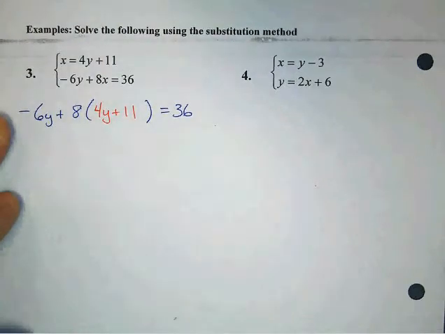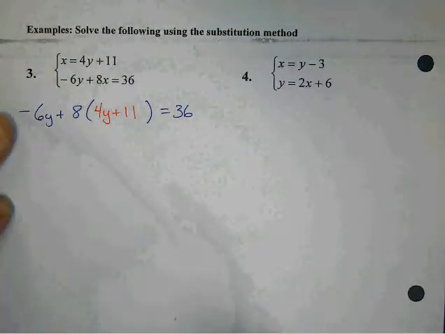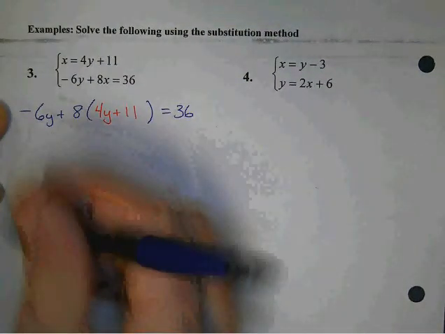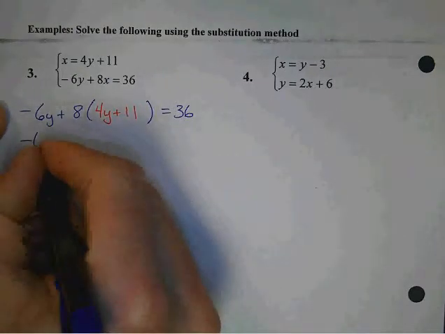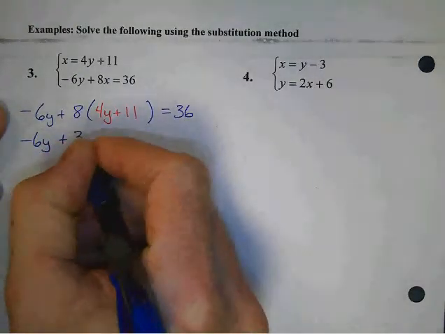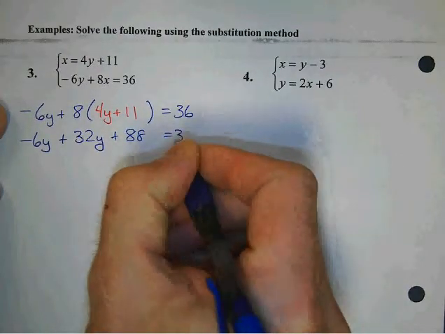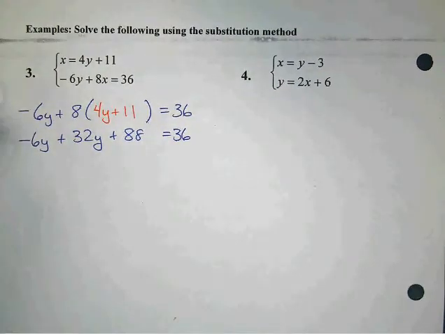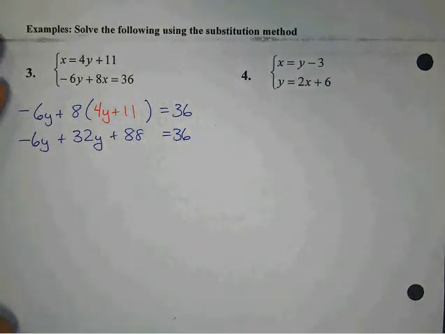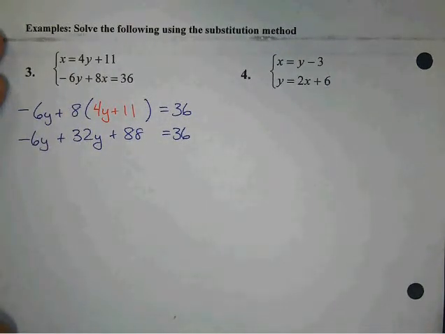Who feels comfortable with distribution? Josh, go ahead. Negative 6y plus 32y plus 88 equals 36. Okay, great job. Going from there, can you help us with the next step? Whatever you think is right.